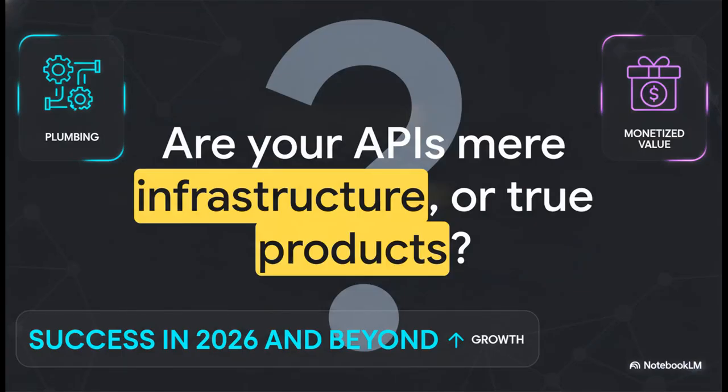Which leaves us with one final vital question to ask about your own systems. Look closely at how your organization operates right now. In your architecture, are APIs treated merely as a piece of plumbing infrastructure, or are they managed, secured, and monetized as true products? The answer to that question will absolutely define your success in 2026 and beyond.